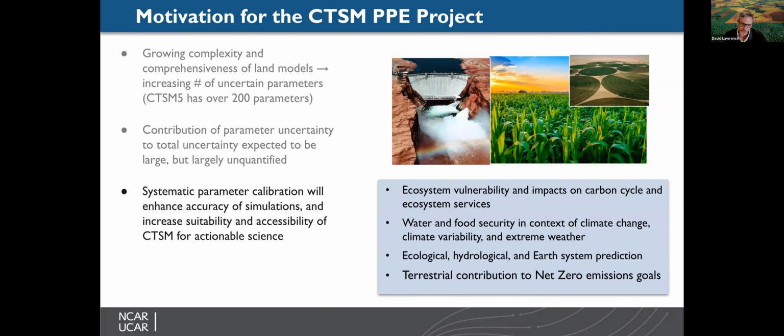So we believe that obviously systematic parameter calibration will have a big impact. It will enhance the accuracy of our simulations, and it will increase the suitability and accessibility of CTSM and hopefully other land models for actionable science. That's our term we use now here at NCAR to describe the way we're trying to focus the use of our models going forward. And on the right are just some examples of how we're using land models to try to address actionable science priorities.